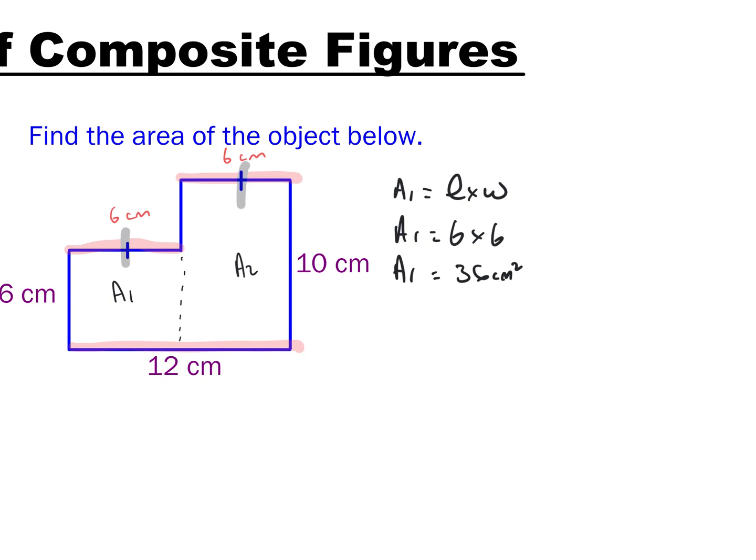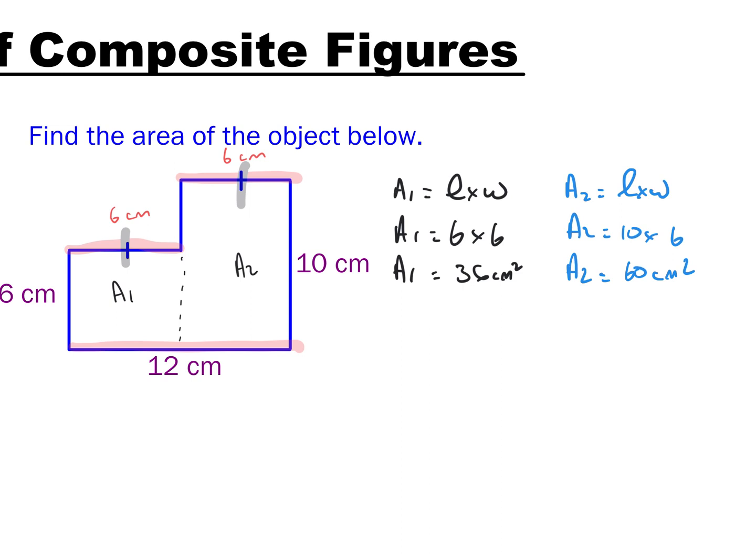Now, we're going to talk about A2. A2, also a rectangle. Length, width. What's the length? 10. What's the width? 6. 10 times 6, 60 centimeters squared. Make sure to include those units.